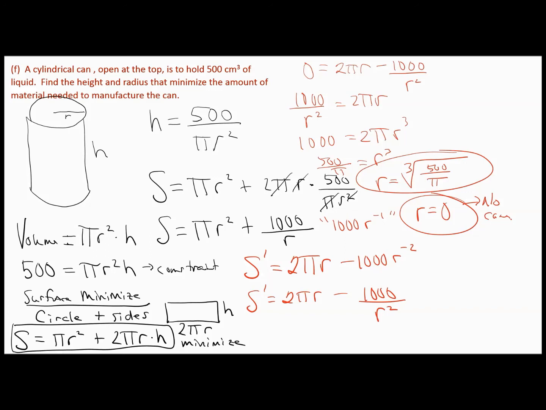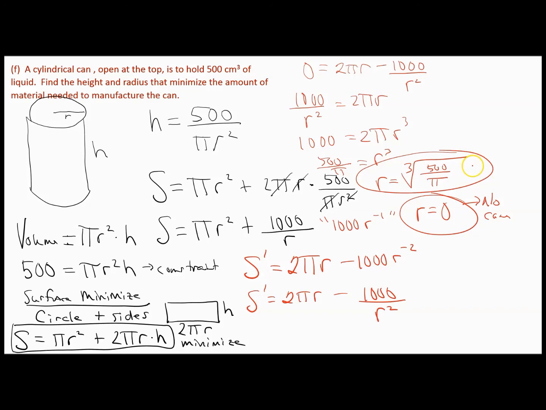Now I'm going to read my directions. It says find the height and the radius that minimize the amount of material needed. So we've got a radius. Okay, now that could be the maximum or that could be the minimum, but I do believe this is going to minimize our surface area.